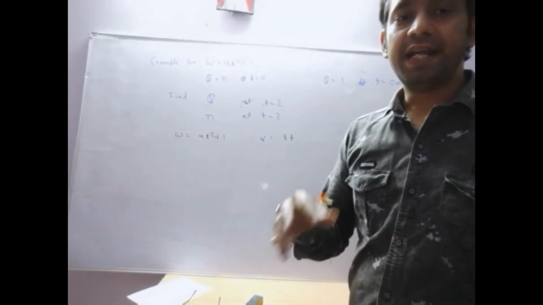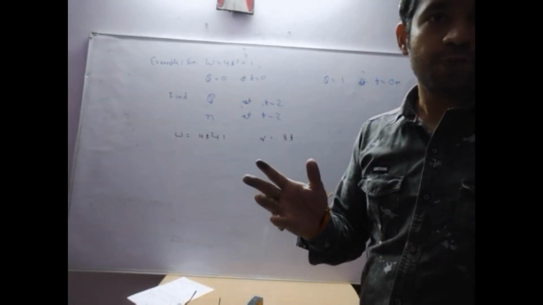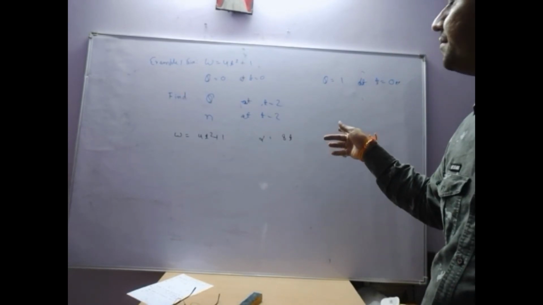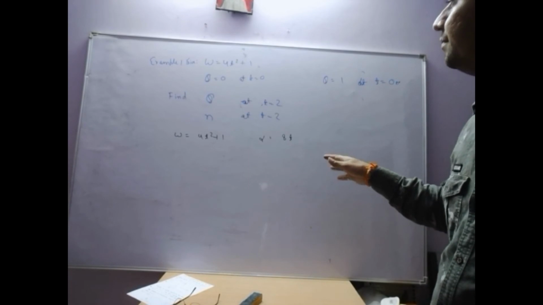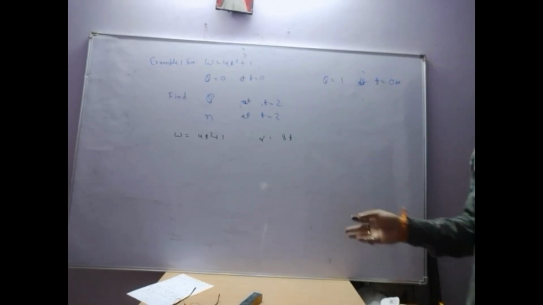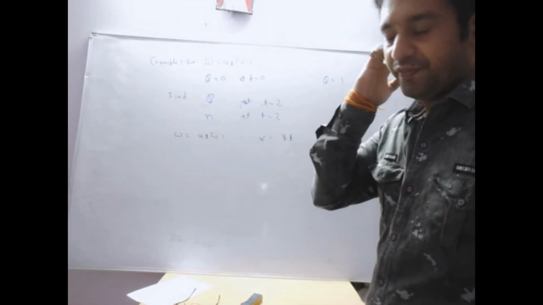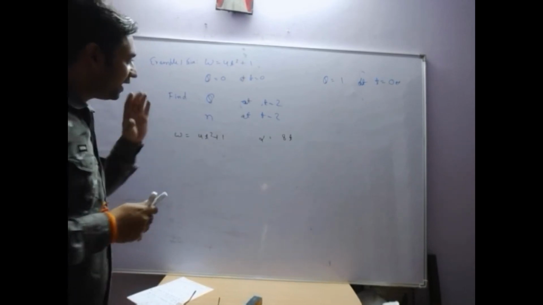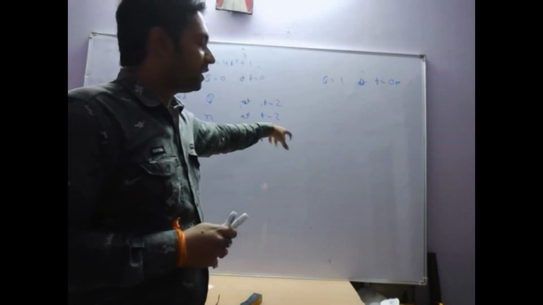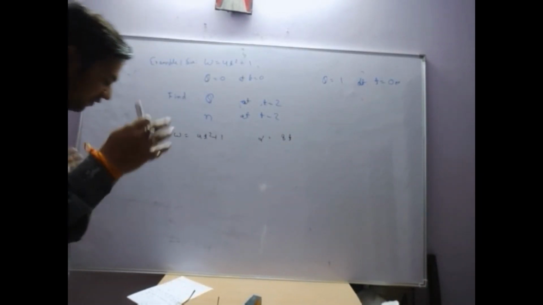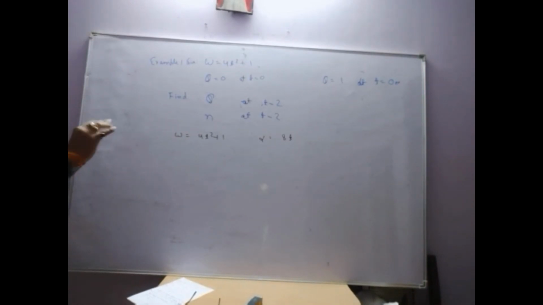This means that at t equal to 0, angular acceleration is 0. Then at t equal to 1 second, angular acceleration becomes 8 radian per second square. At t equal to 2, it becomes 16. Therefore, acceleration is increasing with respect to time. So we cannot apply the equations for constant angular acceleration. Whenever we cannot apply those equations, we have to integrate the equation.